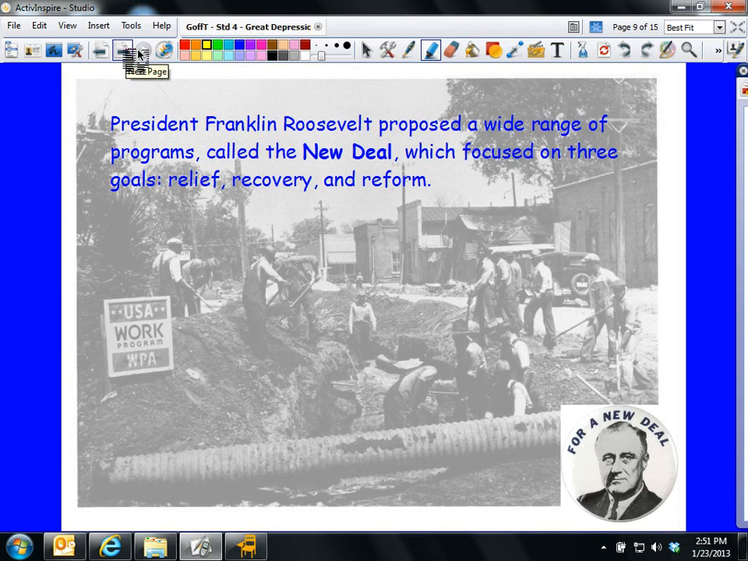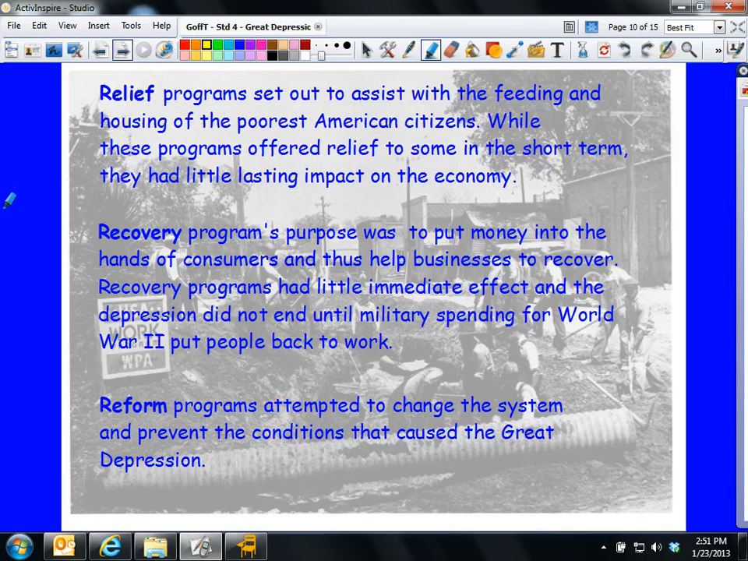So what was the New Deal? President Franklin Roosevelt proposed a wide range of programs called the New Deal, which focused on three goals: relief, recovery, and reform. We've talked about reform this year in our previous units about making change through reform. So the New Deal is going to work on reform, but also on two other efforts of relief and recovery. So let's take a look at what each of these mean.